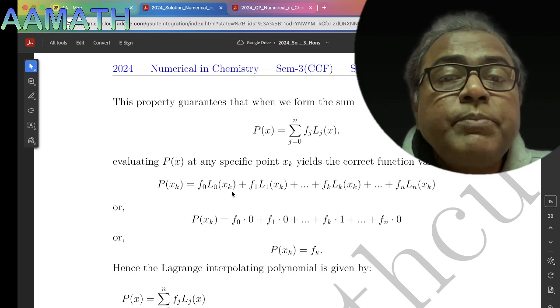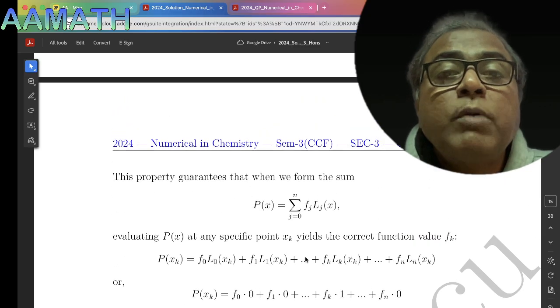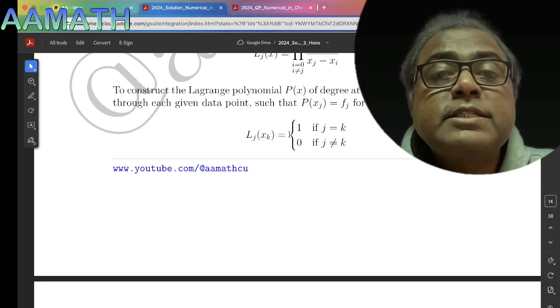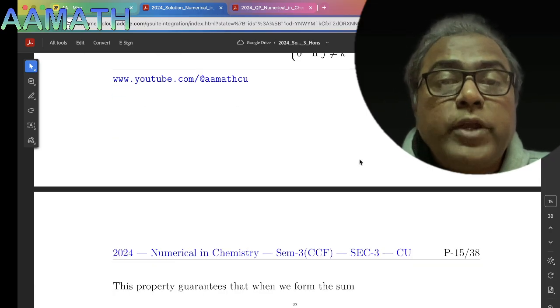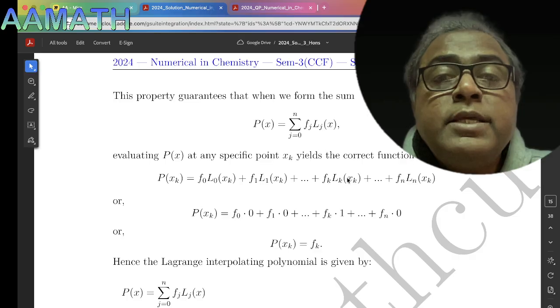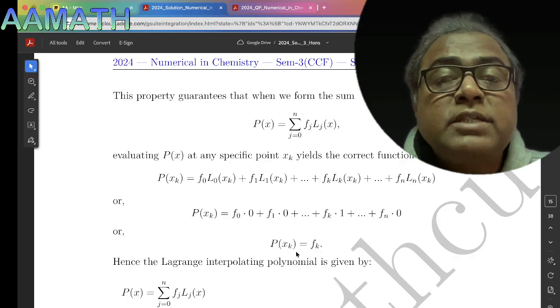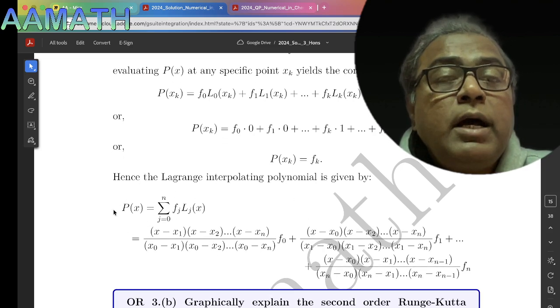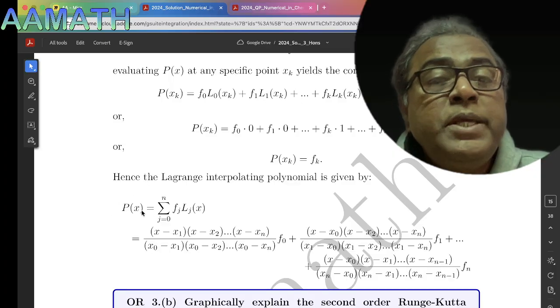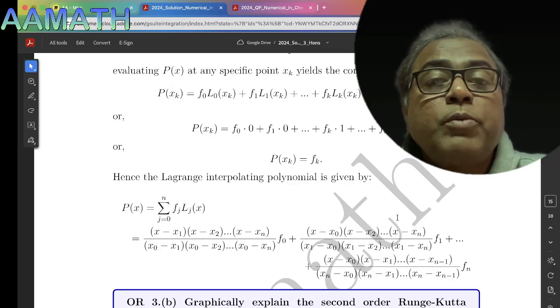But Lj(xk) is 0 by the definition: Lj(xk) is equal to 1 if j equals k, and equal to 0 if j is not equal to k. So only here Lk(xk) is equal to 1. So we get P(xk) equal to fk. Hence this P(xk) equals fk. So we get this expansion, the Lagrange's interpolating polynomial P(x) equal to this. This is the formula for Lagrange's interpolating polynomial.